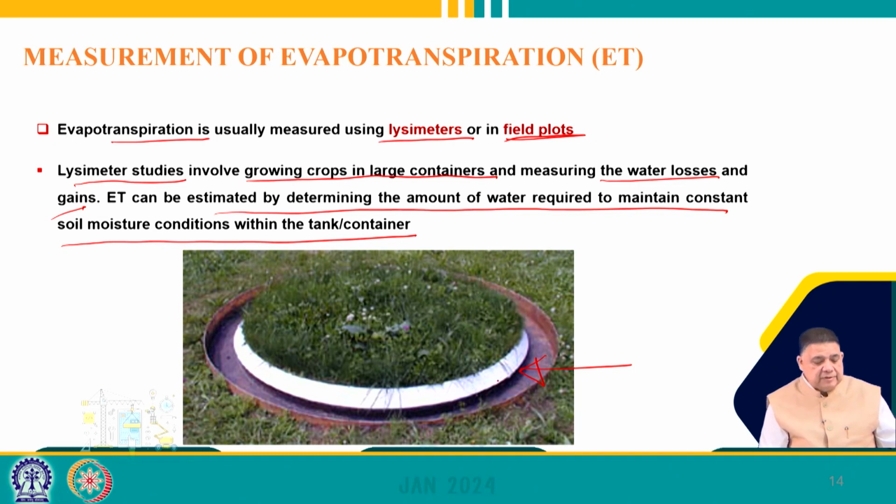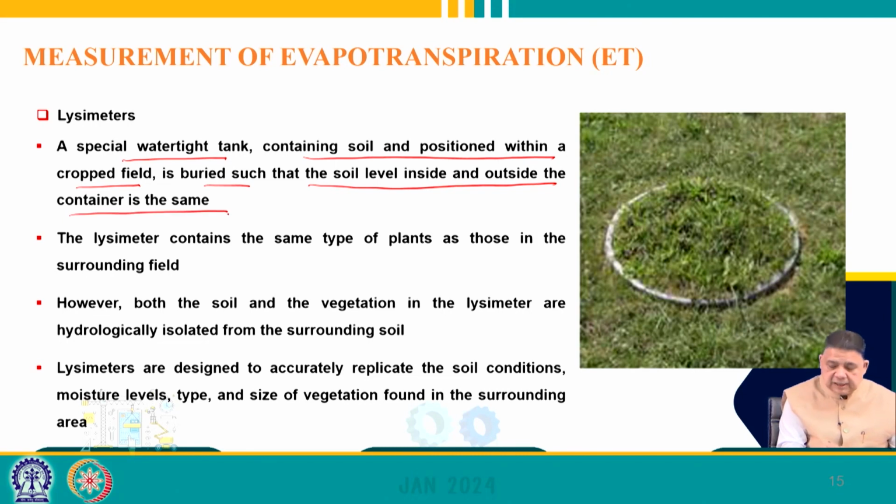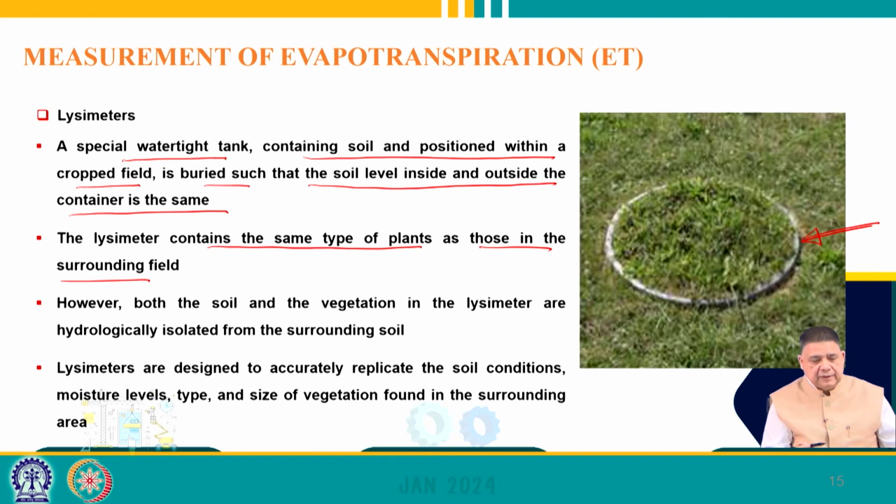Weighing type lysimeters are generally preferred. A special watertight tank containing soil is buried within a crop field such that the soil level inside and outside the container is the same. So it is put in the exact field where a similar crop and similar conditions are present. Soil and plant conditions inside and outside are the same, and they contain the same type of plants as those in the surrounding field, obviously.